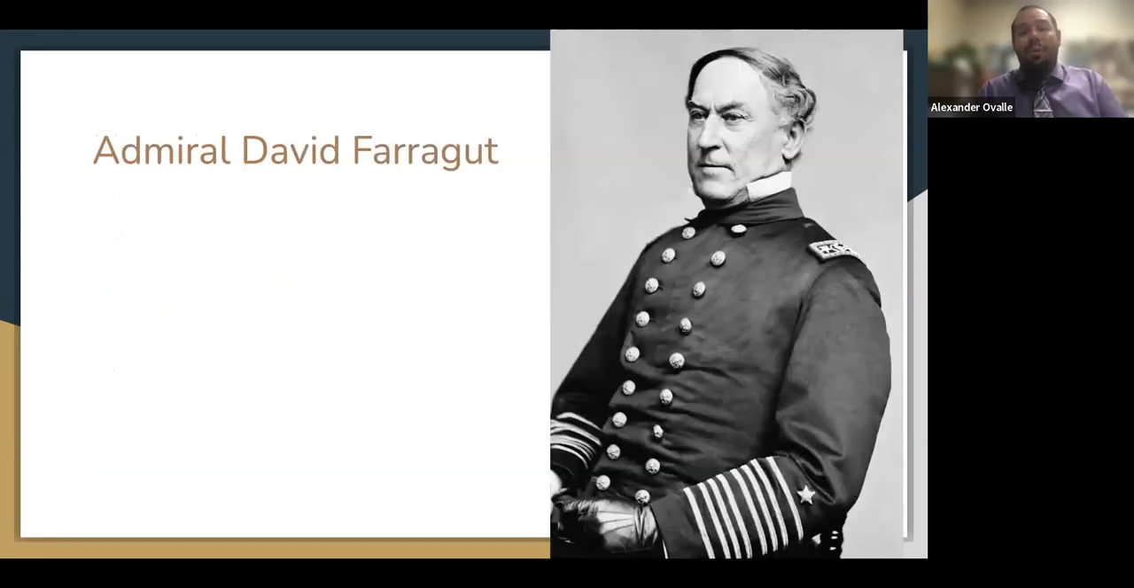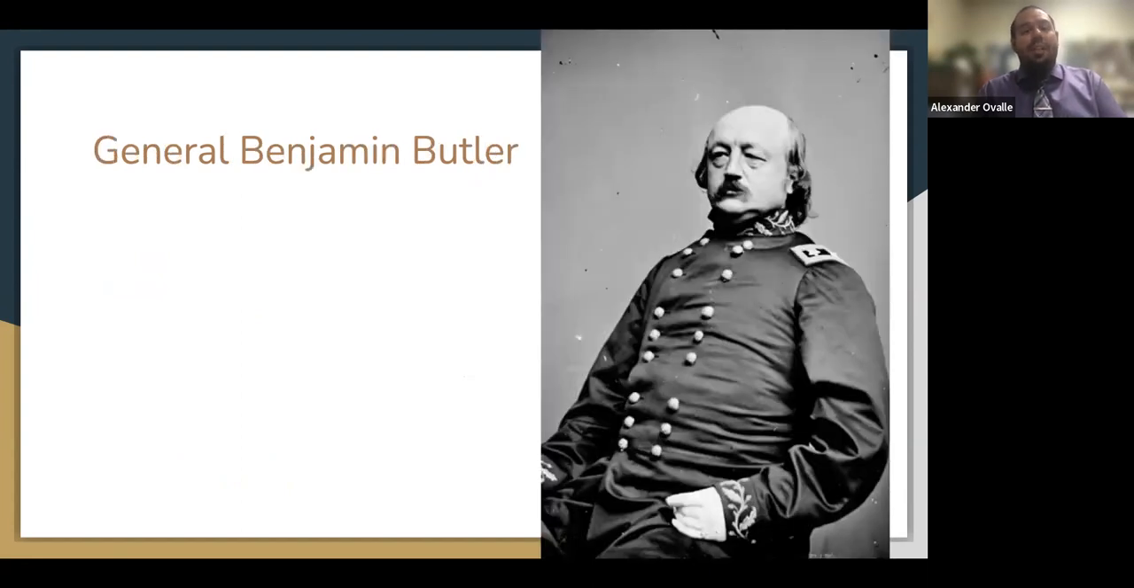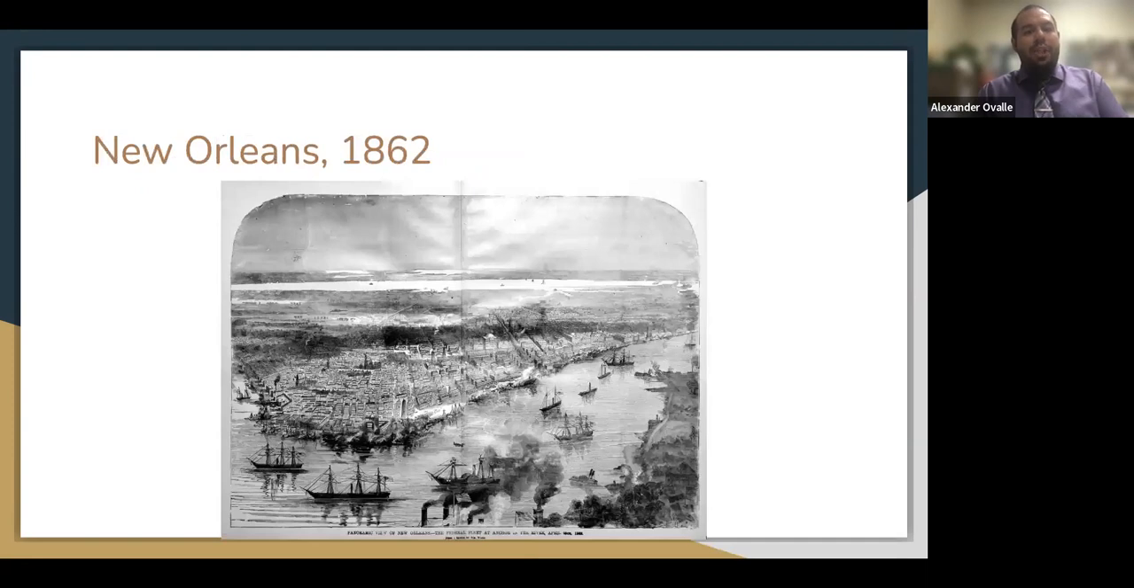Here's Admiral David Farragut. That's the general version of the Navy, an admiral. Here's General Benjamin Butler. And pictures, New Orleans, 1862.